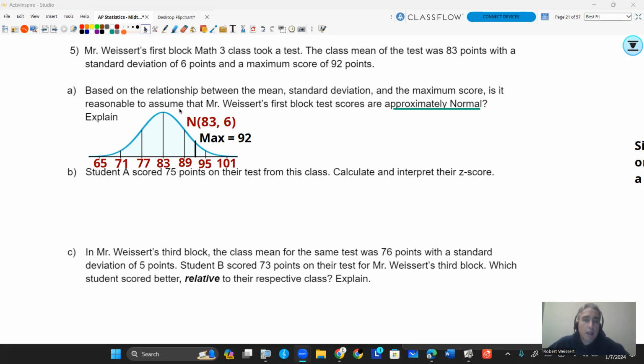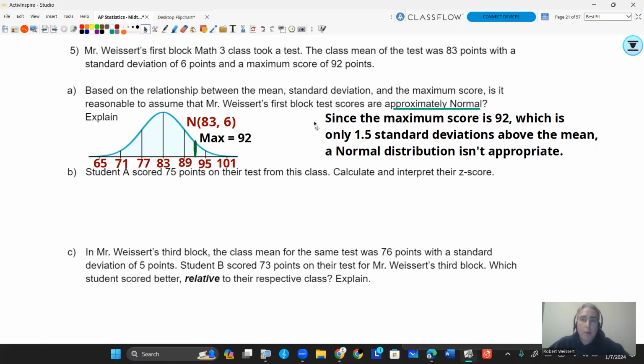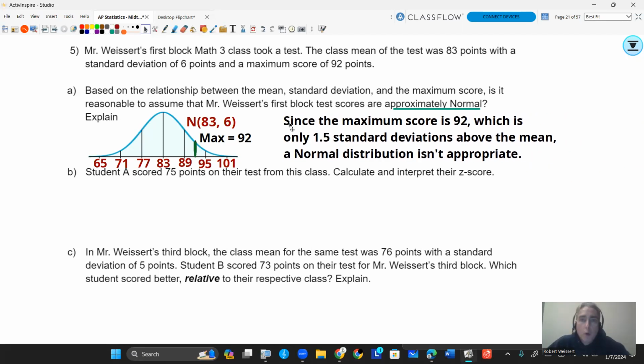You can label it N(83, 6). That's your mean and standard deviation, and just count out by 6s. And look where that 92 falls. That's going to be right here. That's only 1.5 standard deviations above the mean. So there's a lot of data that could be up here that doesn't exist, and if it were normal, you'd need that data. So what I would say in this problem is, since the maximum score is 92, and that's only 1.5 standard deviations above the mean, I'm going to say a normal distribution is not appropriate.